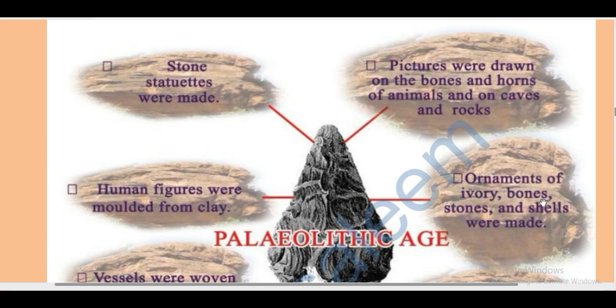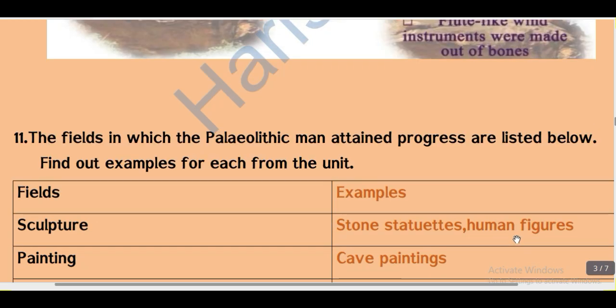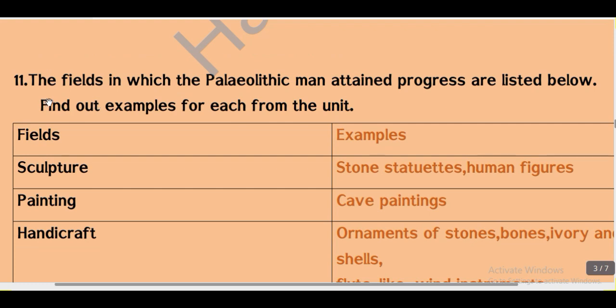Ornaments of ivory, bones, stones, and shells were made. Vessels were woven out of bark fiber. Flute-like wind instruments were made out of bones. Next, the fields in which the Paleolithic man attained progress are listed below. Find out examples for each from the unit.